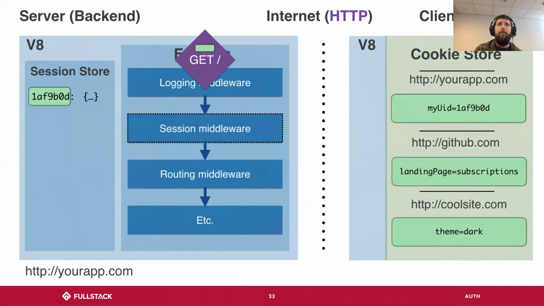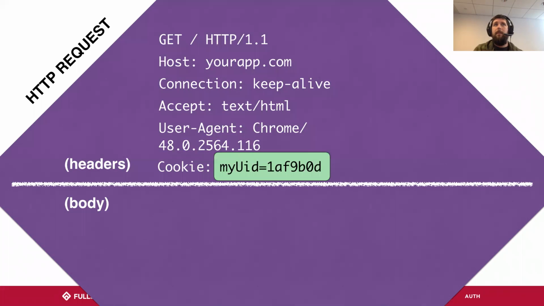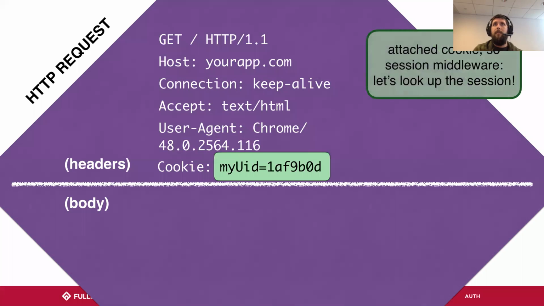We'll go to our Express app. It'll go to our logging middleware. Then we'll go to our session middleware. And our session middleware will be like, hey, is there a cookie? Oh, hot dog, there is. So what I'm going to do is use this UID here to look you up in the session store.